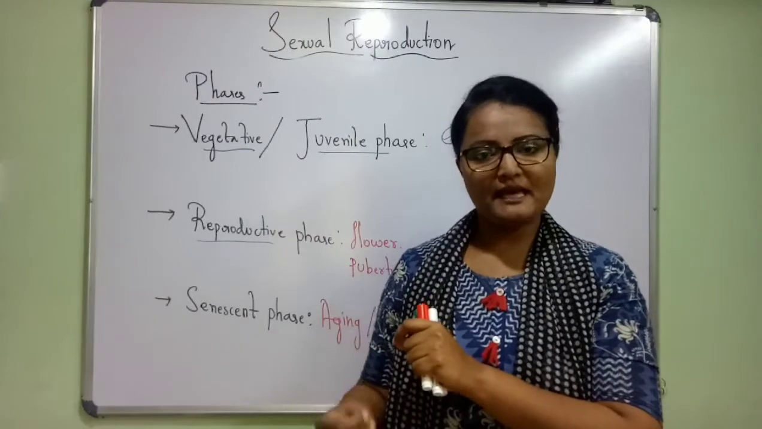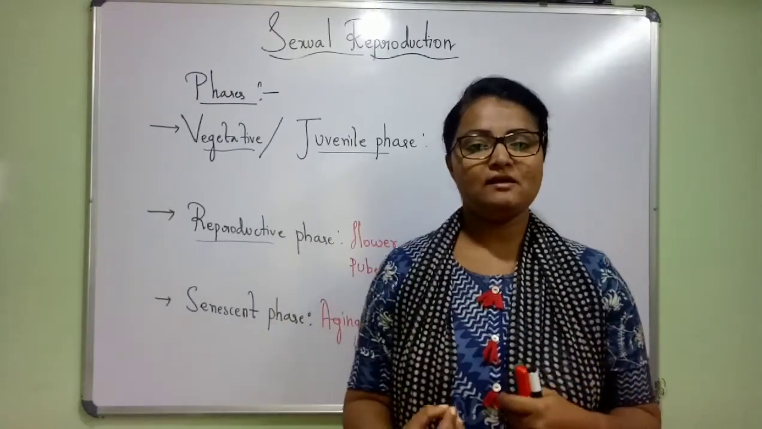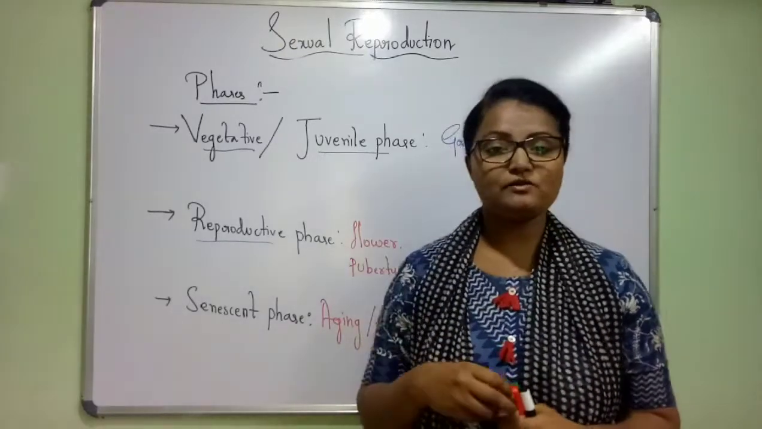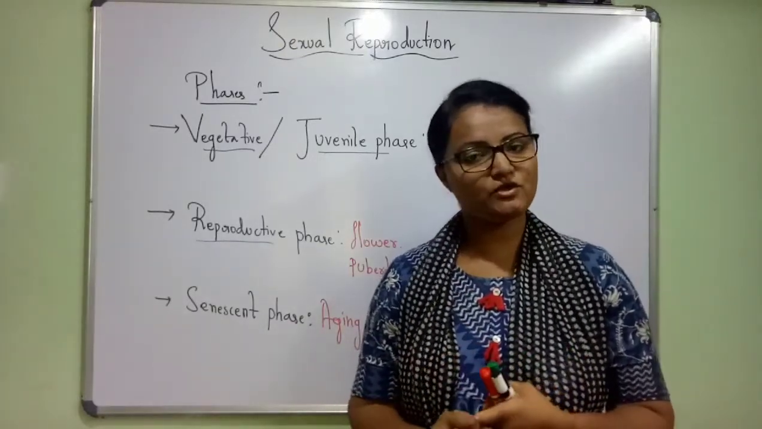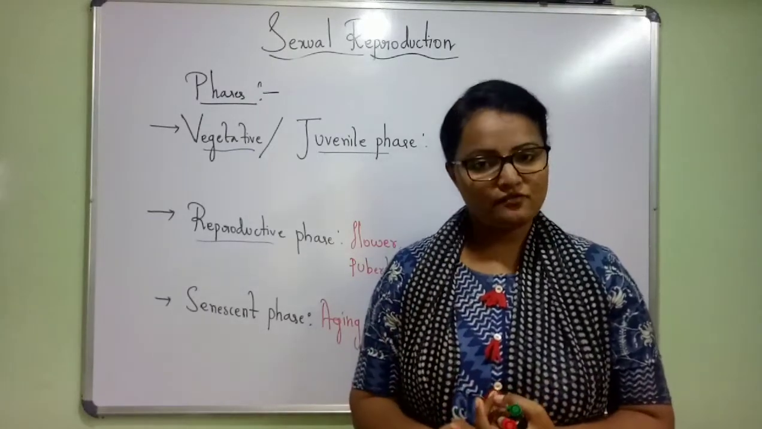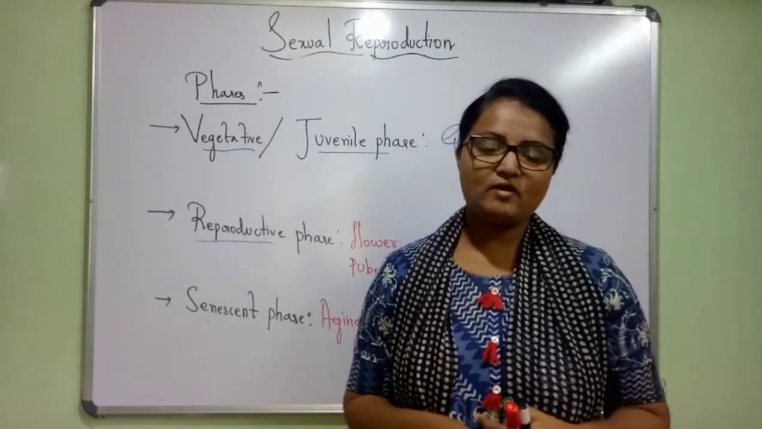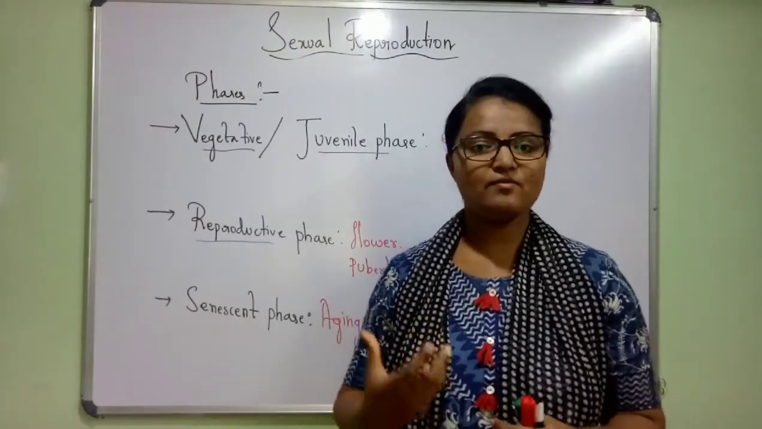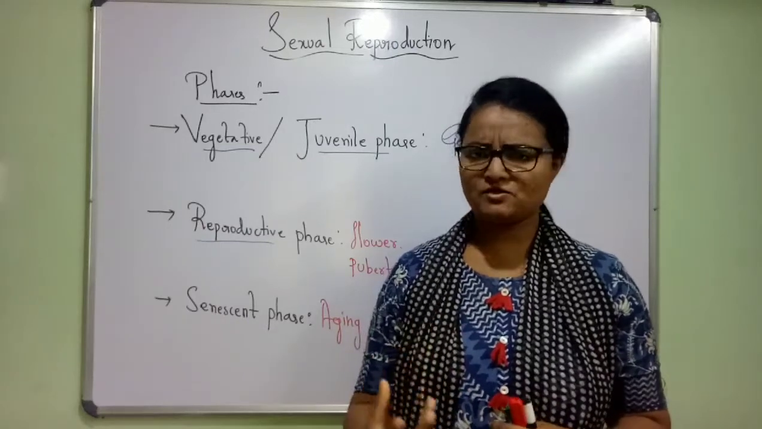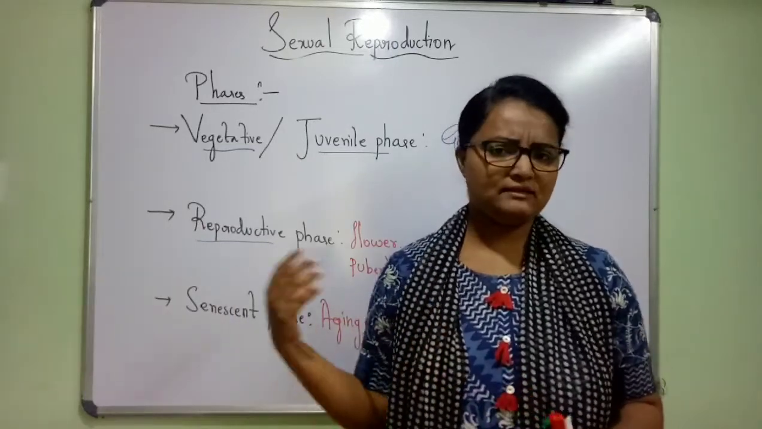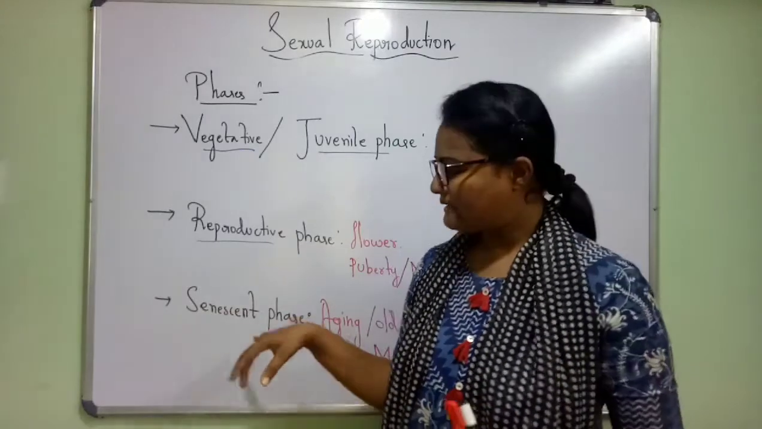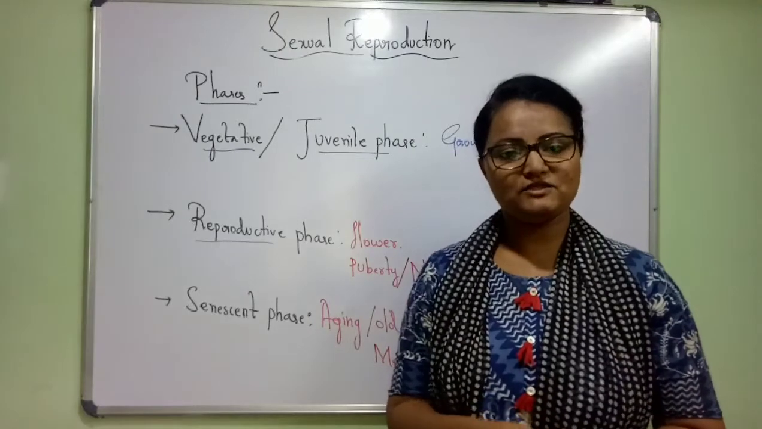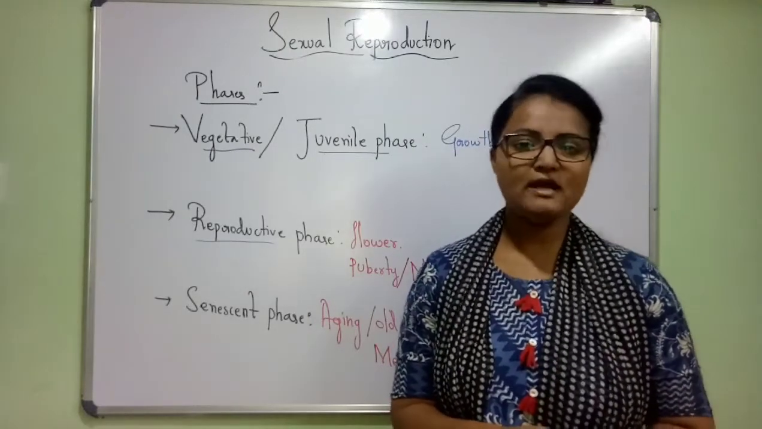So this is how we can elaborate the different phases in the lifespan of an organism, especially a sexually reproducing organism. Vegetative or juvenile phase, then the reproductive phase, where we are capable of reproduction, we are reproductively active, and we develop the sexual reproductive organs and secondary sexual characters. And the senescent phase is the last, third phase, where we can see aging of an organism. It may be plants or animals.